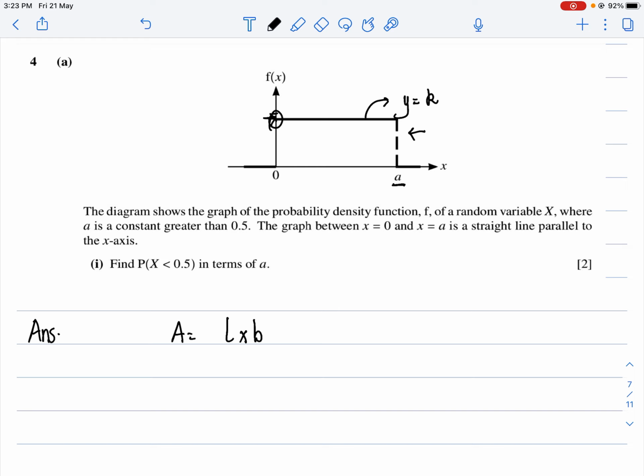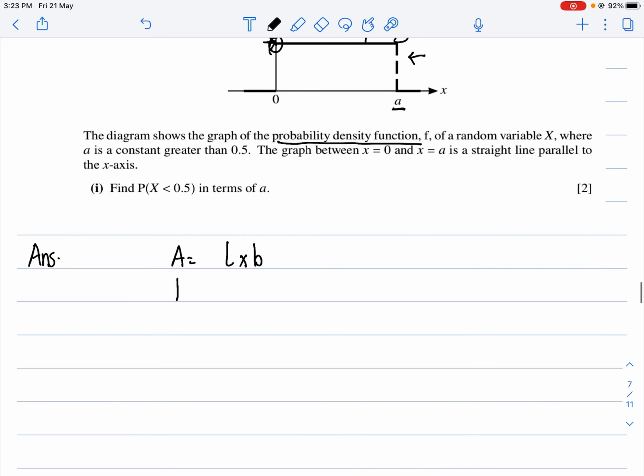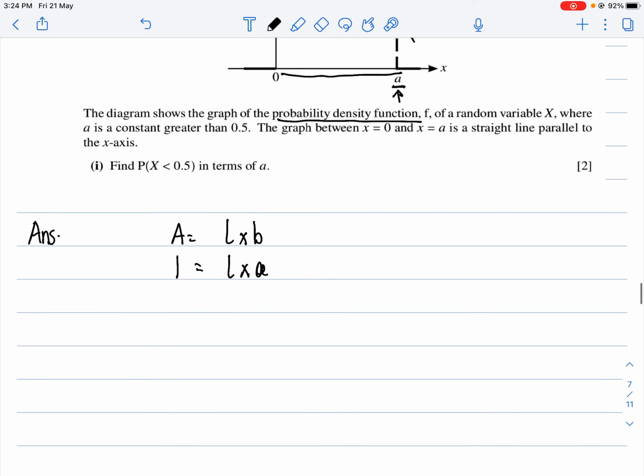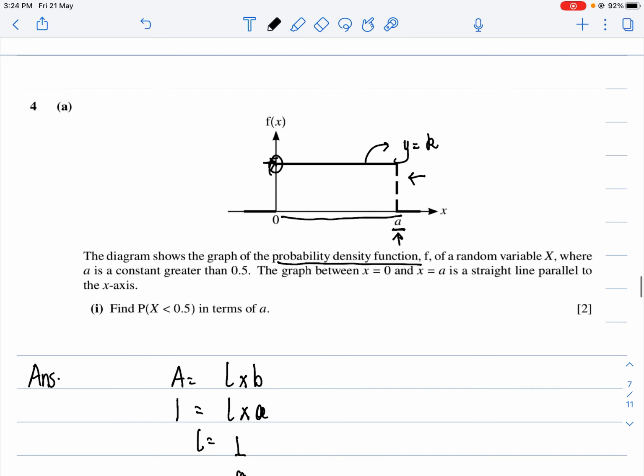Agreed? We know the total probability, because it's a probability density function. The total area is 1, equal to the length into the breadth, which is a, because this is the breadth, so this is a here. So I can say the length is equal to 1 over a, which basically means this is 1 over a. That means the function is y equals 1 over a.